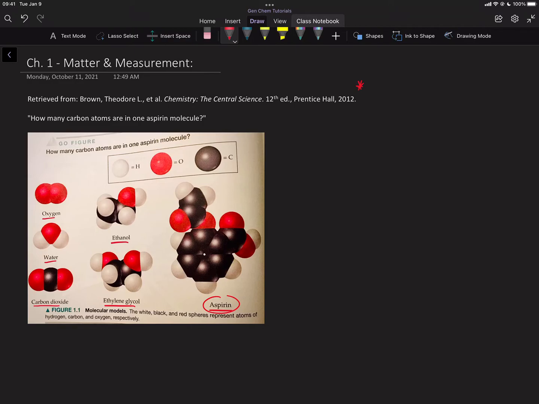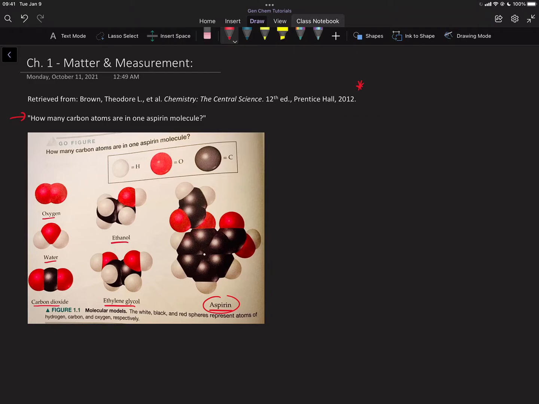Don't be intimidated, we're still getting used to chemical structures. This might even be your first introduction. You'll learn there are different types of elements associated with different atoms. Here, getting used to the concepts, they pose us the question, how many carbon atoms are in one aspirin molecule?